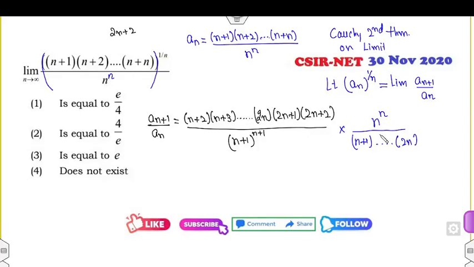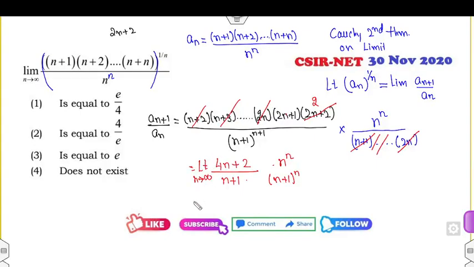So clearly n plus 2 and n plus 2, n plus 3 and n plus 3 cancel, 2n and 2n cancel. N plus 1, and I can take 2 common, it will be cancelled. So it will be 4n plus 2. I can separate n plus 1 into n raised to power n. Then take the limit as n approaches infinity. This value will be 4.